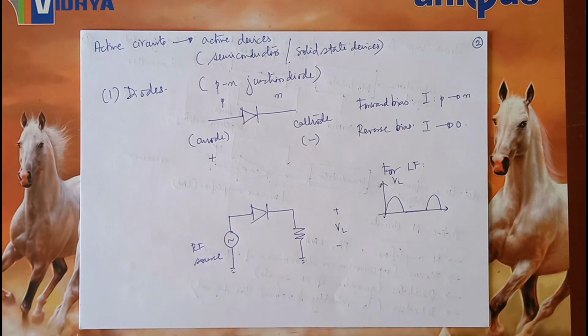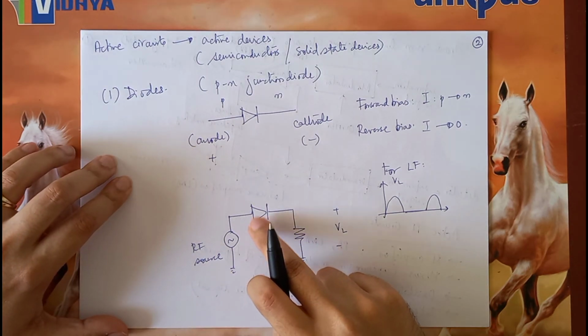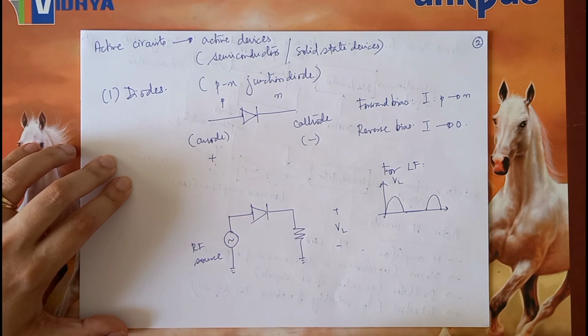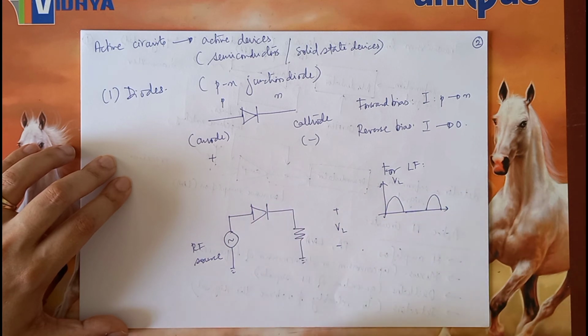If the frequency of the source is increased, we need to look at this PN junction in a little bit more depth. It is now not just sufficient to say that, okay, as long as the voltage is below the built-in potential, the diode should be off. It is not just sufficient to say that.